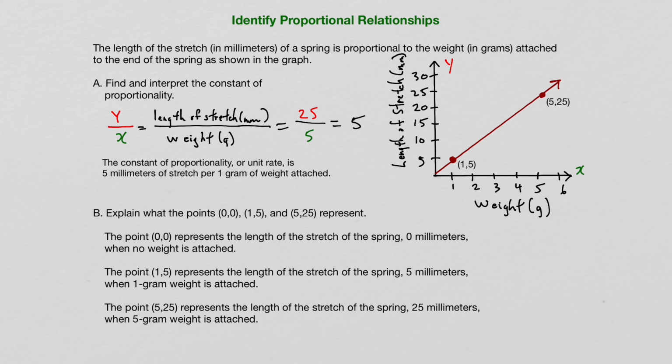So to summarize, as you can see in this graph, this is a straight line, and it's representing 2 relationships that are proportional, because it is a straight line and it goes through the origin.